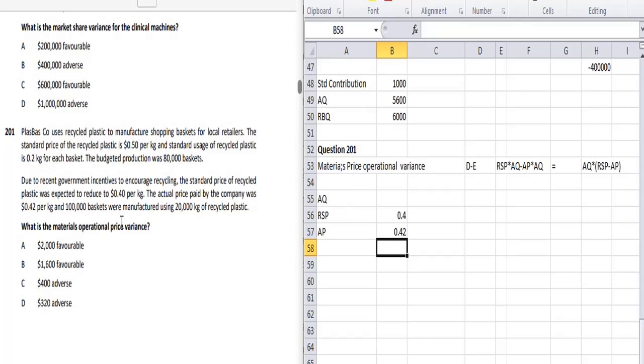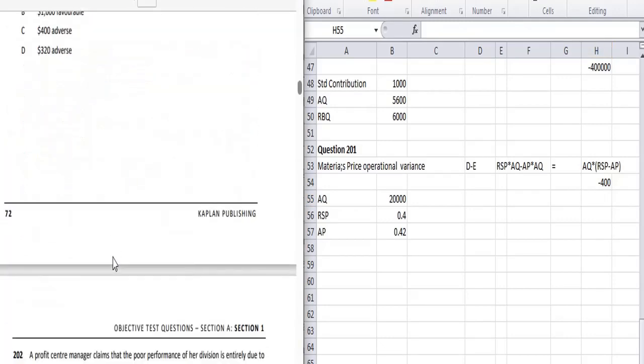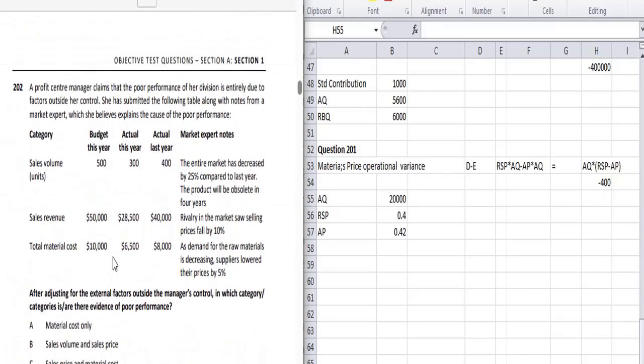So actual price is 0.42, and the 100,000 baskets were manufactured using 20,000 kg of recycled plastic. Means actual units produced was 100,000, and the quantity of recycled plastic actually used was 20,000. So putting all these things in the formula, we get actual quantity 20,000 into revised standard price 0.4 and actual 0.42. It's negative 400, means adverse. Okay, now next question.